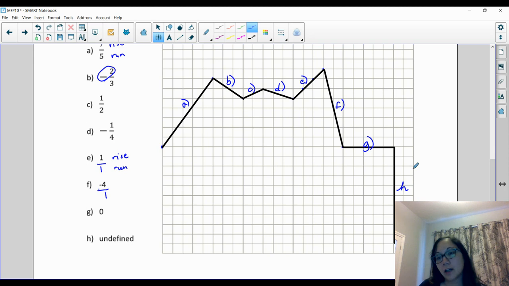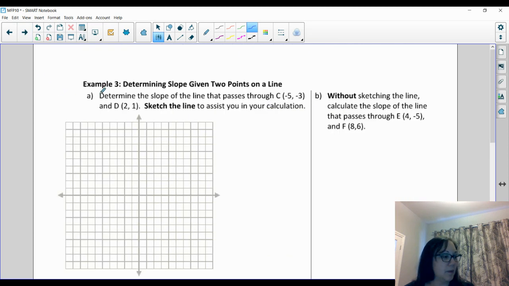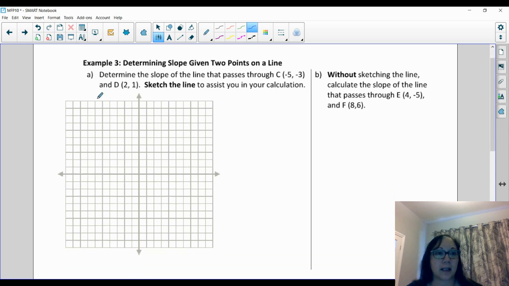It didn't say how long to make my line segments, so I had a bit of fun there at the end and made some of them a bit longer just for interest's sake. So there are my different segments. Example 3 and then example 4 will be our last one. So this is our last page for this section.